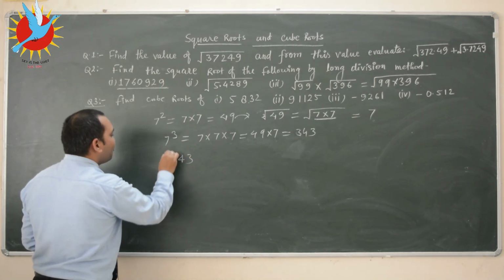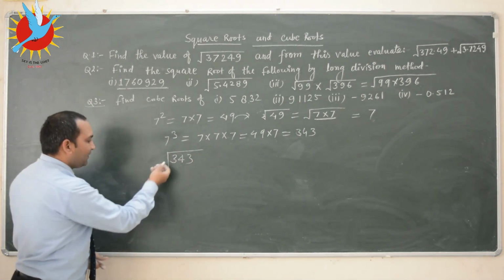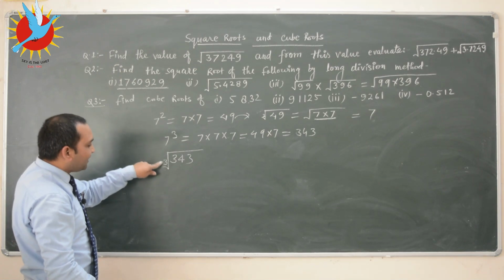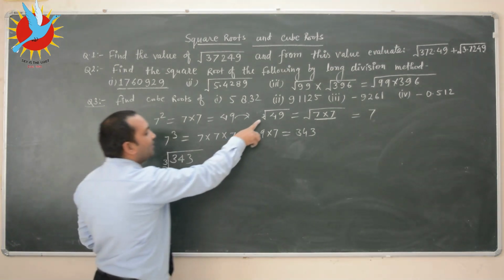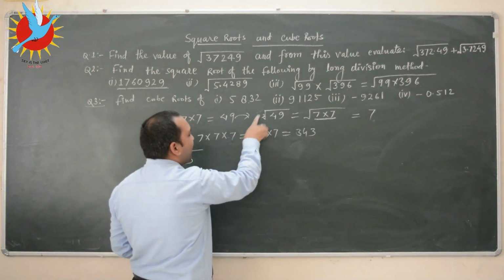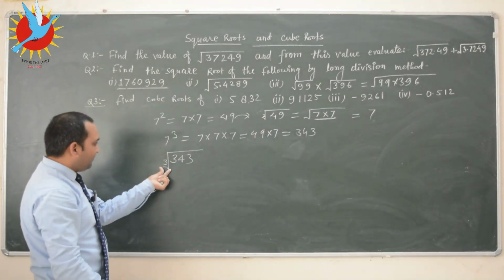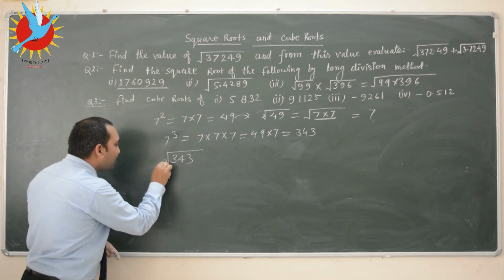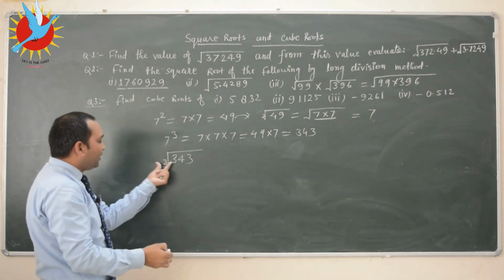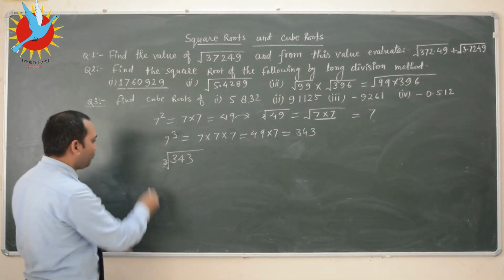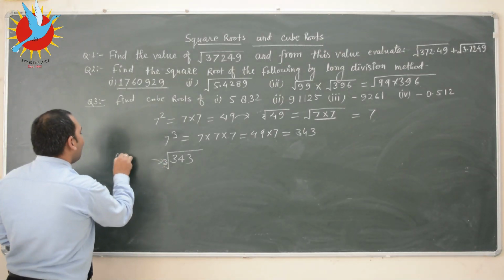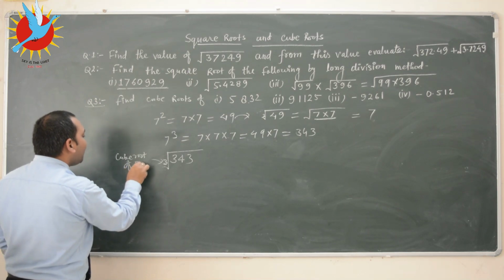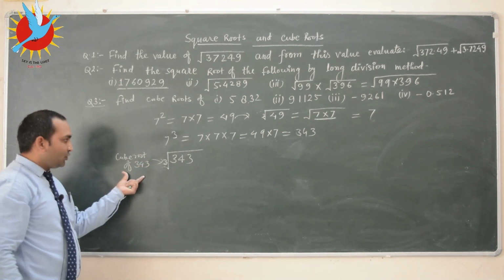Similarly, we find the cube root of 343. For the cube root we write here 3. In the cube root here is 3. In the square root 2 is hidden, no need to write 2, but in the cube root 3 is mandatory to write, so here we always write 3 in the cube root. This is called the cube root of 343.